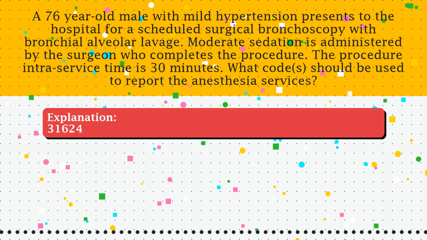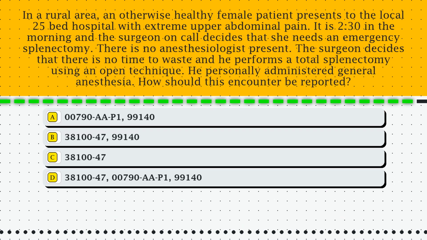Question 108. In a rural area, an otherwise healthy female patient presents to the local 25-bed hospital with extreme upper abdominal pain. It is 2:30 in the morning and the surgeon on call decides that she needs an emergency splenectomy. There is no anesthesiologist present. The surgeon decides that there is no time to waste and he performs a total splenectomy using an open technique. He personally administered general anesthesia. How should this encounter be reported?